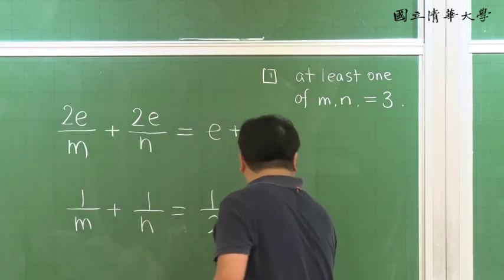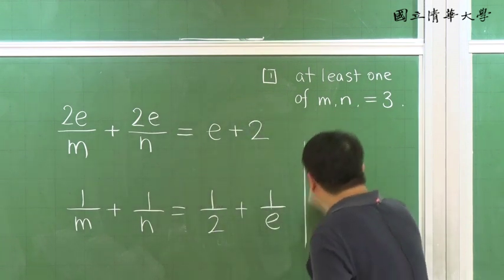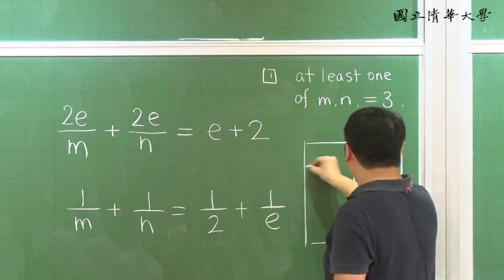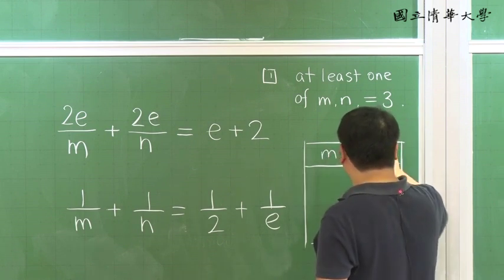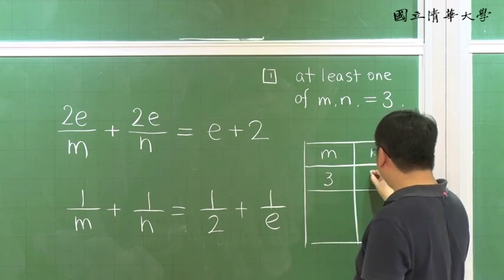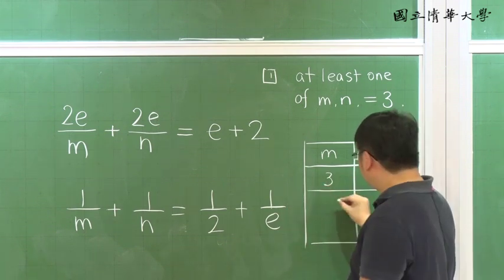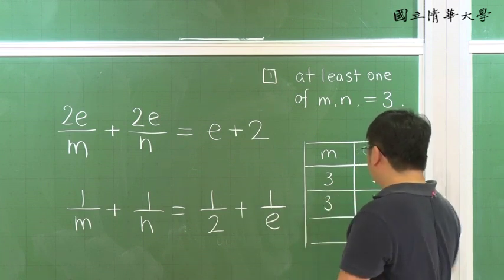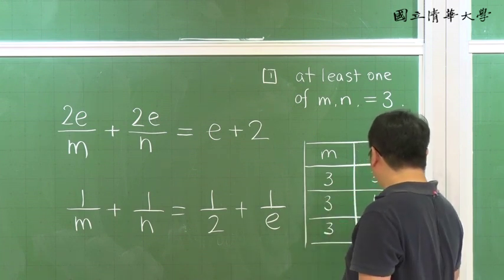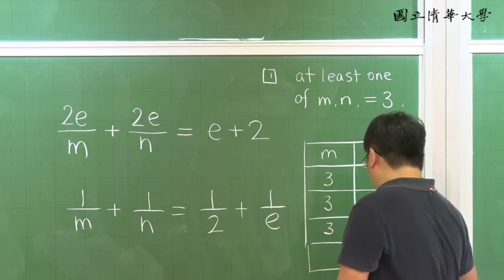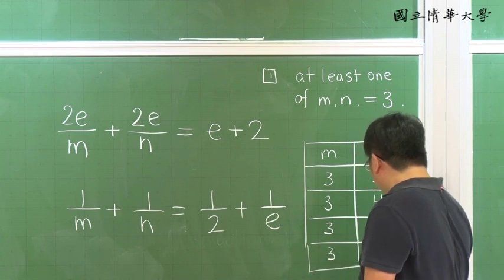So how many cases are there? One of them is equal to 3, so let's draw a table about m and n. Let's say m is equal to 3, then n may be equal to 3. Let's say m is equal to 3, then n may be equal to 4, or n may be equal to 5. How about this one, can I have 3 and 6?